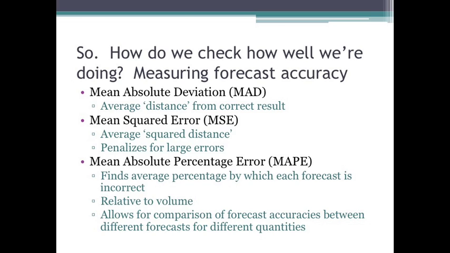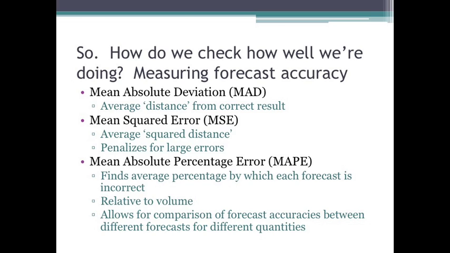Now the third, mean absolute percentage error. What it does is it takes those errors that we found with mean absolute deviation and divides them by the actual result so that we find the percentage error each time. And we take the average of those, and from that we find the average percentage by which each forecast is incorrect. What mean absolute percentage error does is it allows for the comparison of forecast accuracies for two different forecasts that forecast two different things. For instance, we might have a forecast for temperature and a forecast for humidity.